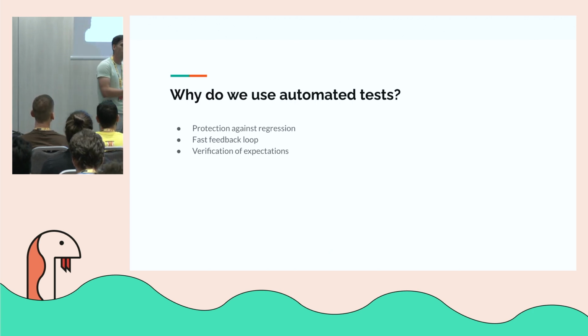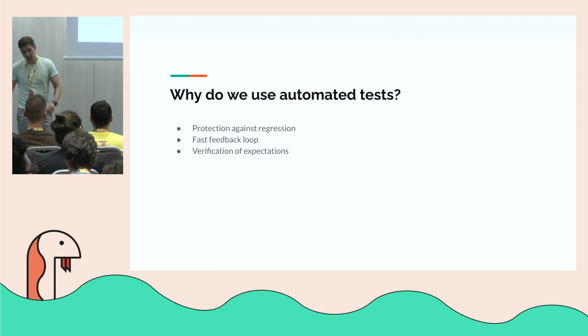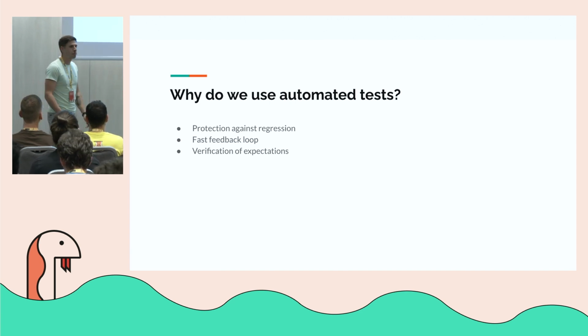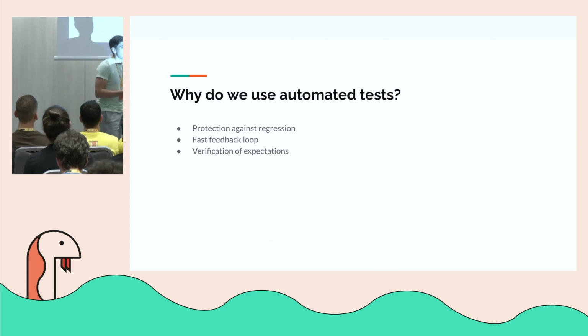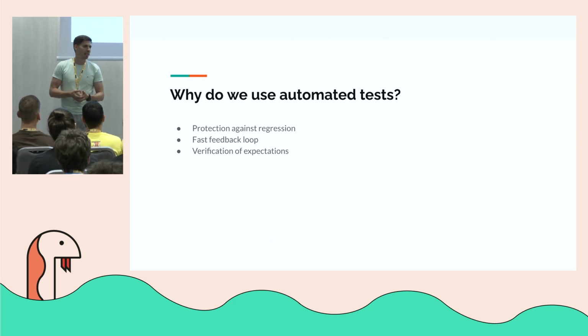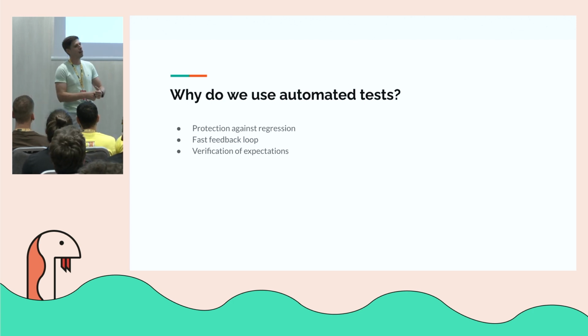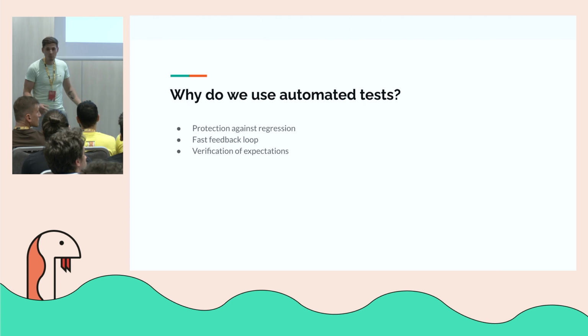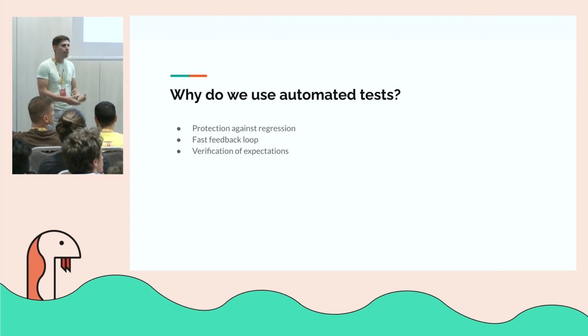Why do we even do automated testing? What's the purpose of that? The first thing, at least for me, is to protect against regression. So once we have something built, we want it to work always, right? We don't want someone to introduce some change in 2 weeks and then all of a sudden everything goes kaboom. We also want to have a much faster feedback loop.